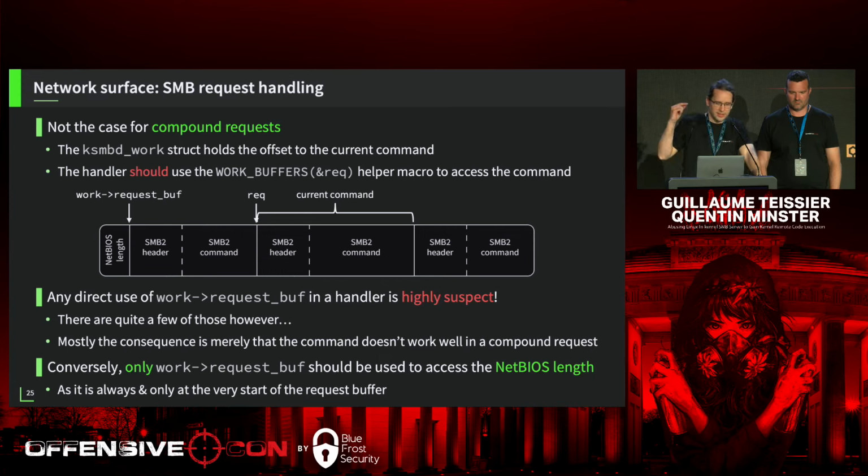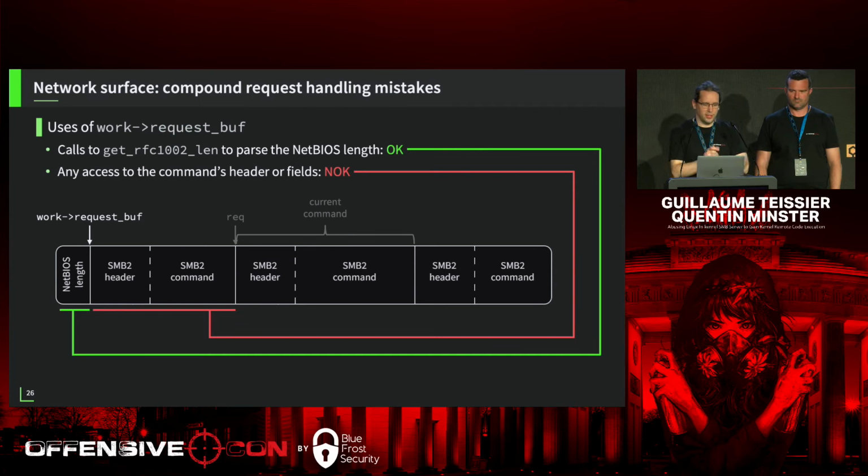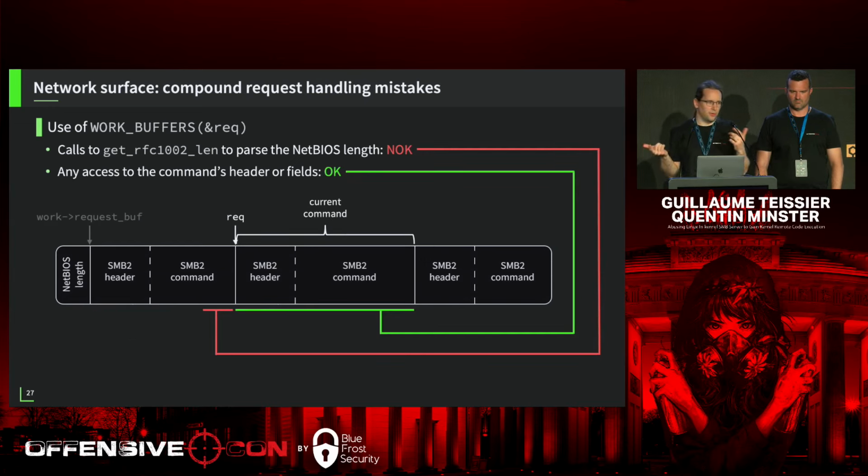And the second thing that you have to note is that when KSMBD tries to access the NetBIOS length, it should do so not through the rec pointer, because that one points to the current command, but through the request buff pointer, because that's where the NetBIOS length lives. Right, so what are the mistakes that we should look out for in KSMBD code? Well, if you start grepping for request buff, if you see that it's calling get RFC 1002 length with that pointer, that's fine. It's just fetching the NetBIOS length. If you see that it's trying to access command fields through that pointer, this is not so good. And conversely, when you grep for rec, it's always named rec in KSMBD. That's very convenient. And if you see that pointer to the current command being used with get RFC 1002 length to parse the NetBIOS length, this shouldn't work. So this is usually a very bad sign in the code. But if you just access command fields through that pointer, it's fine.